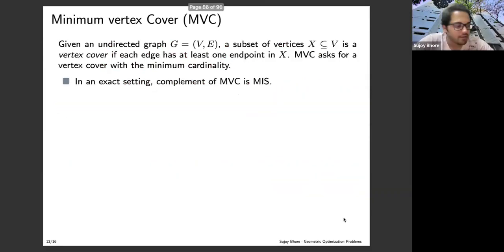So now, with the remaining time that I have, I just want to highlight the results that we have for vertex cover and matching, and I will not go into the details of these results. The vertex cover problem is again one of the most well-studied questions in optimization. We have an undirected graph, where a subset of vertices is a vertex cover if every edge has at least one endpoint in this subset. The minimum vertex cover asks for a vertex cover of minimum cardinality. In the exact setting, this is actually a complement problem to the independent set.